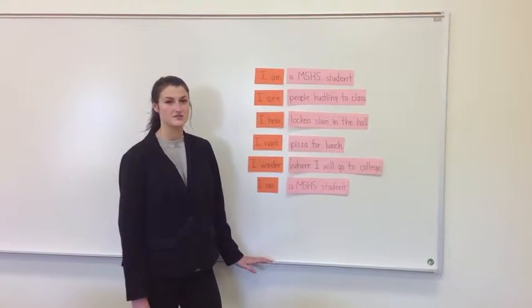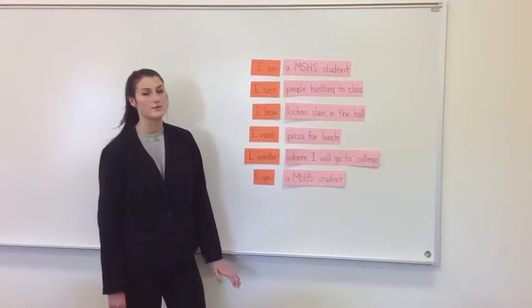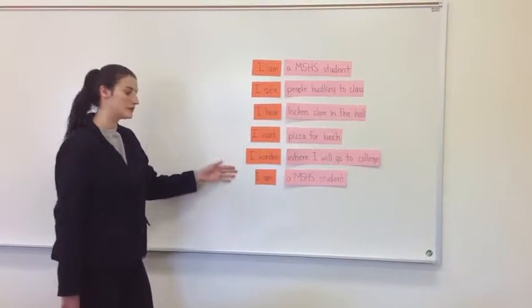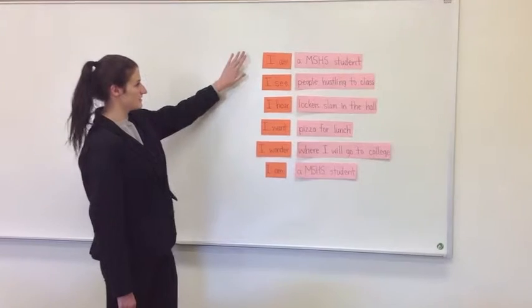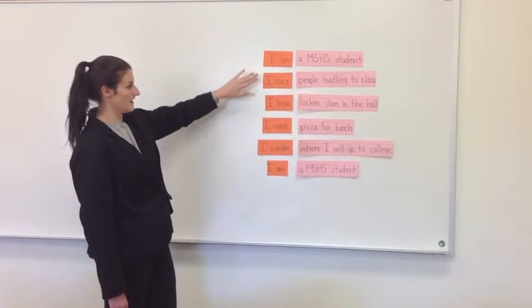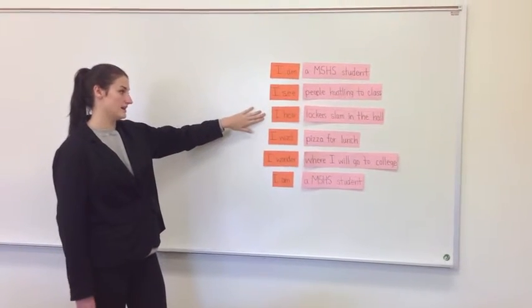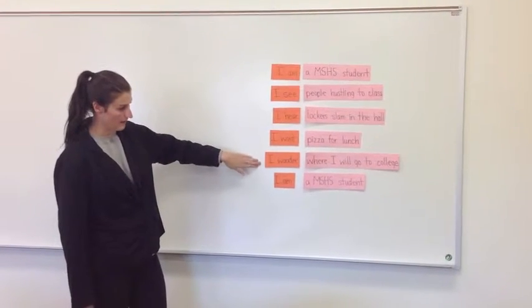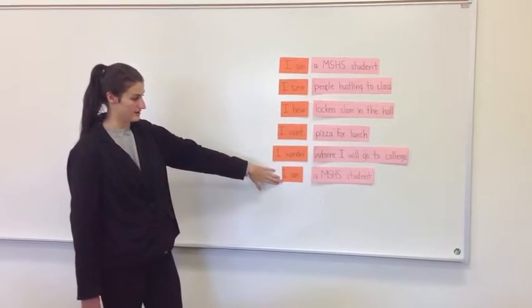Parallelism is also used in literature, and the purpose behind that is for emphasis. So for example, we created an I am poem. I am a Marquette Senior High School student. I see people hustling to class. I hear lockers slam in the hall. I want pizza for lunch. I wonder where I will go to college. I am a Marquette Senior High School student.